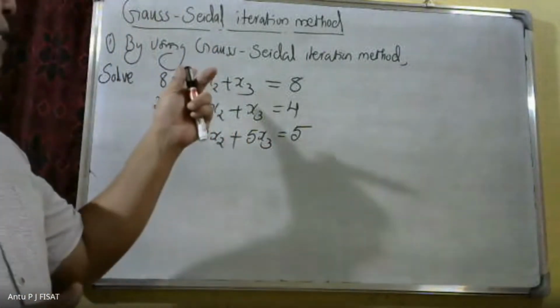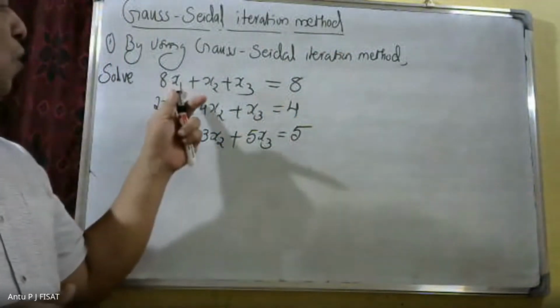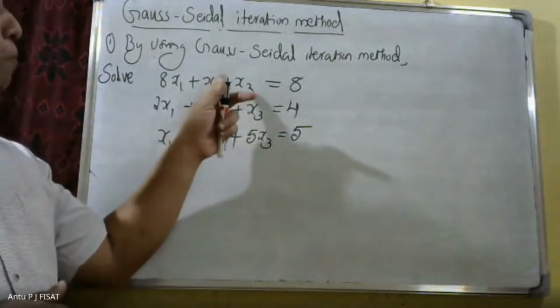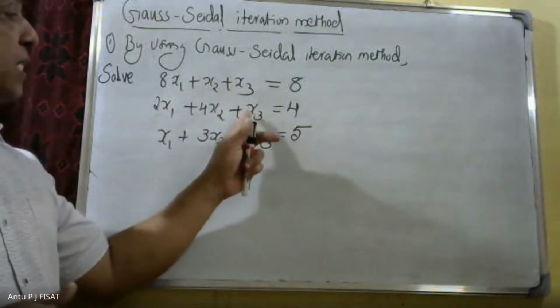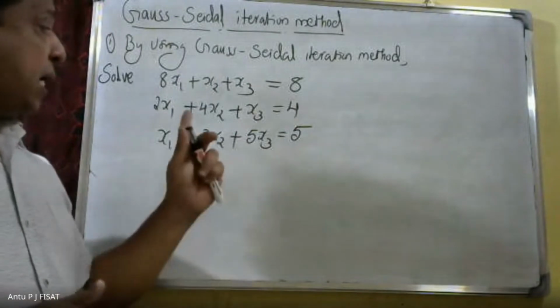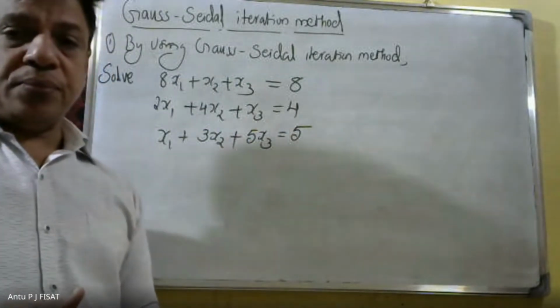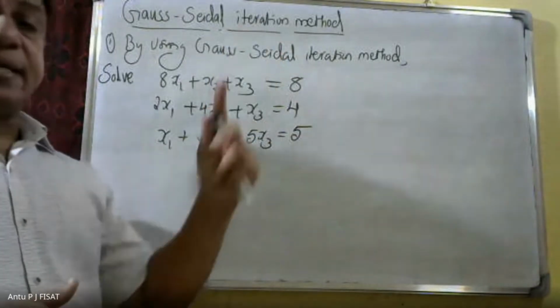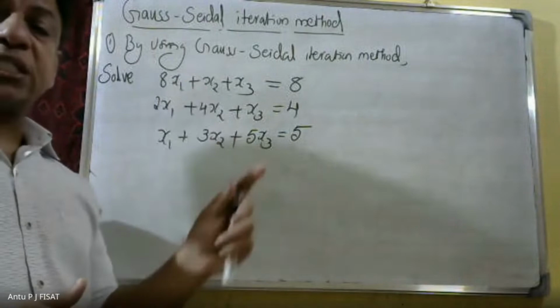Here, the problem is, by using the Gauss-Seidel iteration method, solve 8x1 + x2 + x3 = 8, 2x1 + 4x2 + x3 = 4, x1 + 3x2 + 5x3 = 5. By using Gauss-Seidel iteration, we can find the values of the unknowns x1, x2, x3.